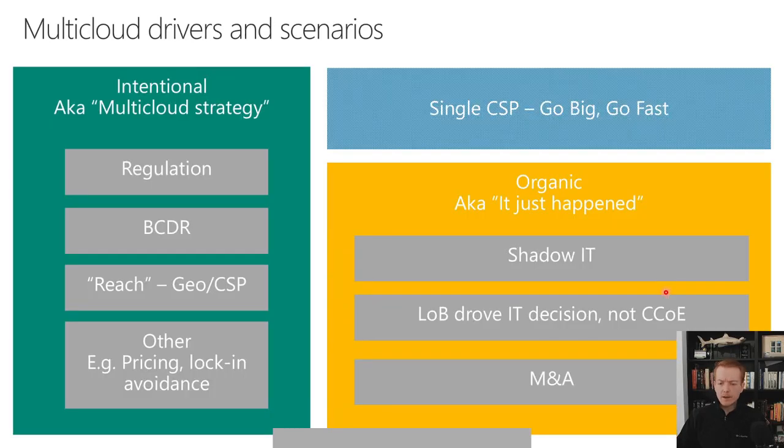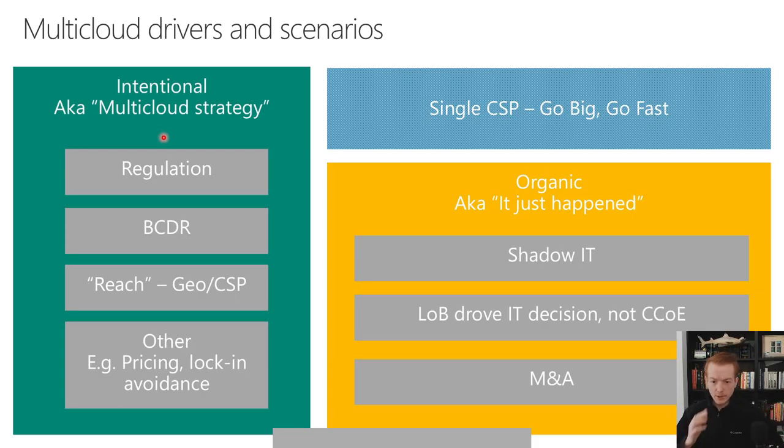When we think about why a company has gone multi-cloud, there's a few high-level categories we can break the rationale down into. The first one, the green box here, this is more intentional. This is maybe a newer organization, and they've had the luxury of defining a multi-cloud strategy for greenfield, or it's an older organization that's trying to wrangle with existing use.